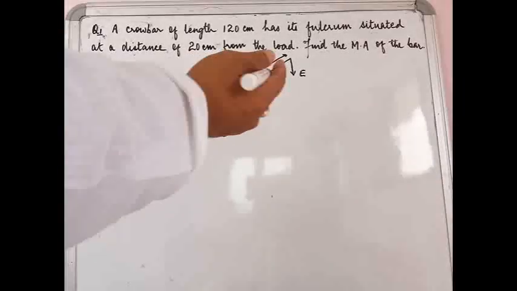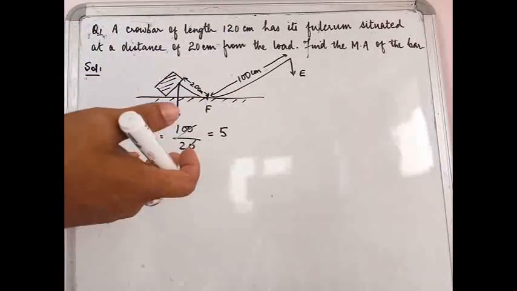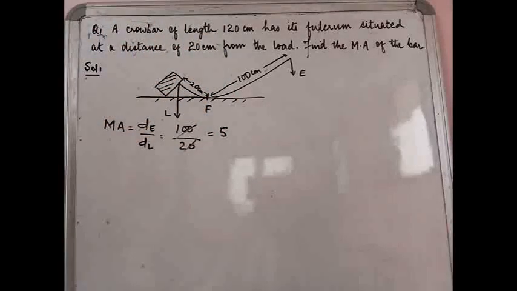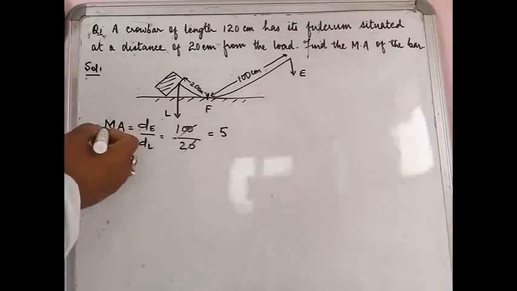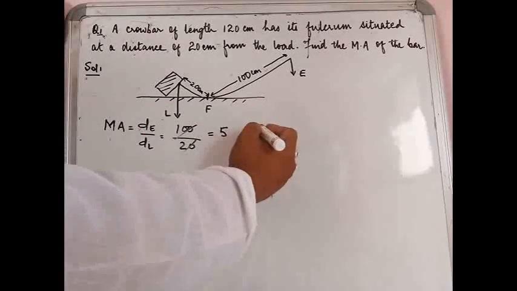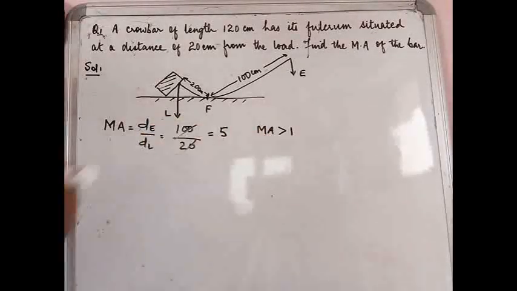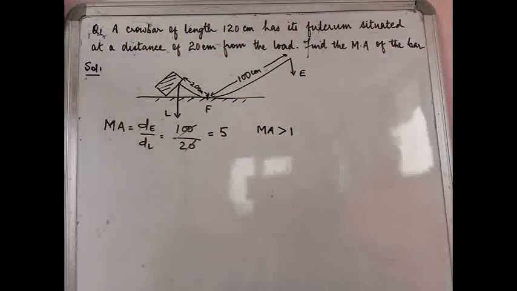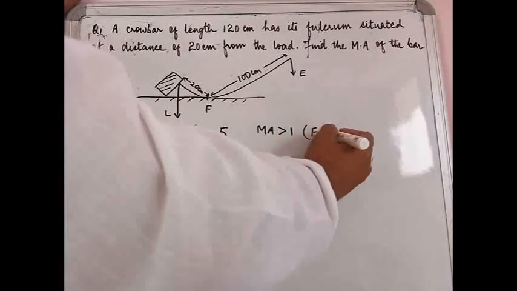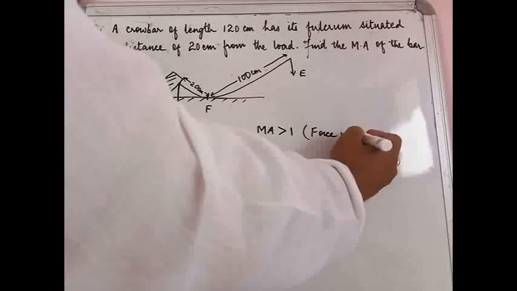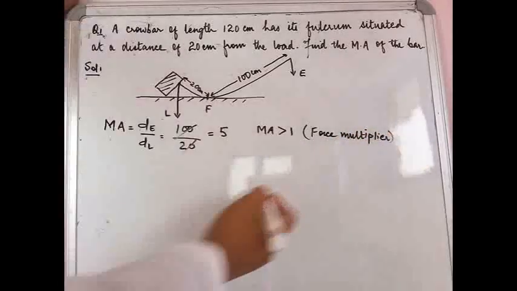And if there was a second part to this question, is this particular lever acting like a force multiplier or a speed multiplier? You can easily see over here, since the MA value is greater than 1, in fact it is much greater than 1, it is 5 times greater than 1, it is acting like a force multiplier.